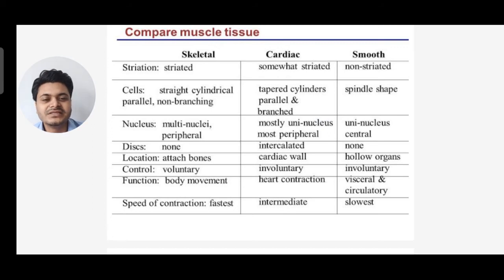One more comparison is given for skeletal, cardiac and smooth. You go through it. All right, the functions are given, the control is given. So skeletal muscle is under voluntary control. Skeletal muscles have a function of voluntary movement, and cardiac and smooth have involuntary movement.